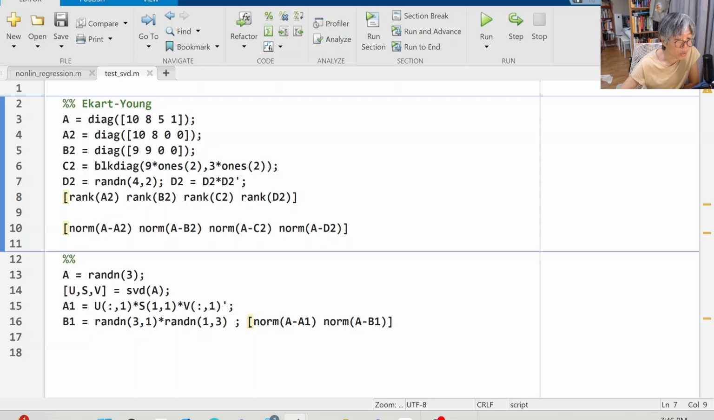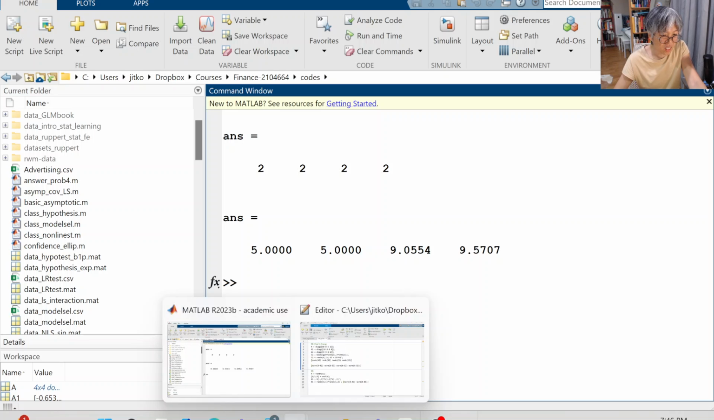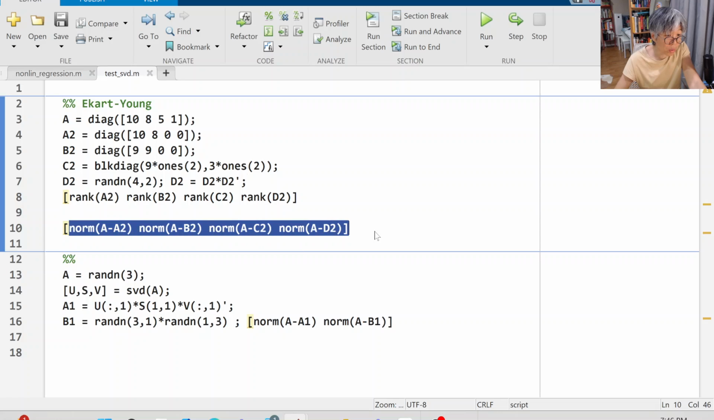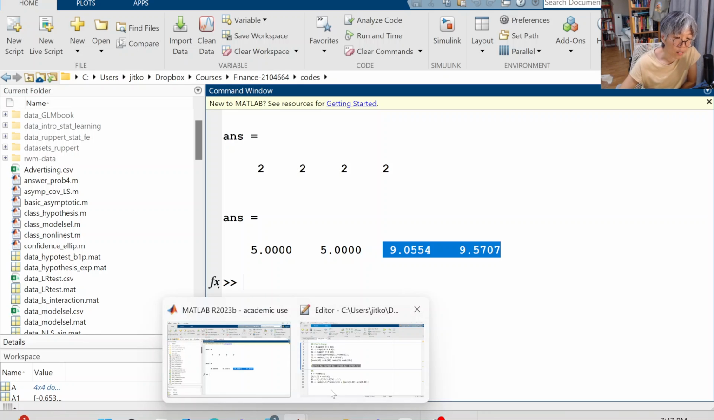My D2 is going to be a tall matrix, and then I construct the outer product. So D2 will have rank 2 as well. Now if I run this, you're going to see the results where I compare all the norms. This is the norm of A minus A2, the one that I claim to be smallest. The other one is equal to the one that I claim to be optimal, but the other two give me a higher error.